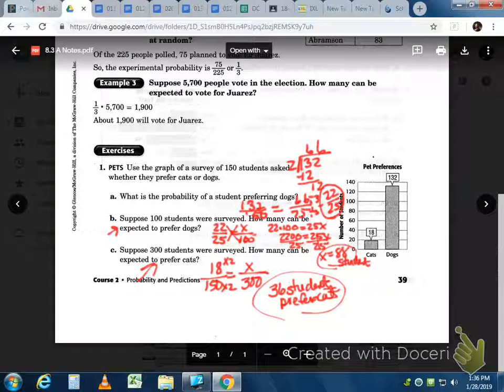Because it was 18 out of 150 originally, and now we're doubling the number of students, so you would double the number that liked cats. So now there's 36. So you're going to find probabilities based on experiments, and then you're also going to take that information and make predictions about different numbers of the groups. So you're going to set up some proportions and solve. Are there any questions?